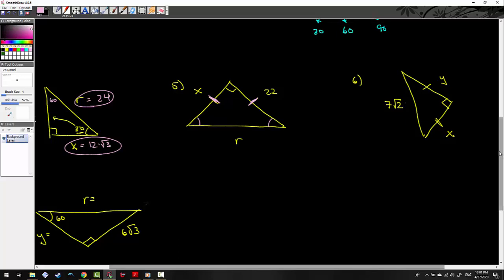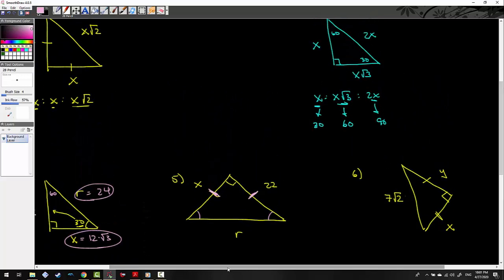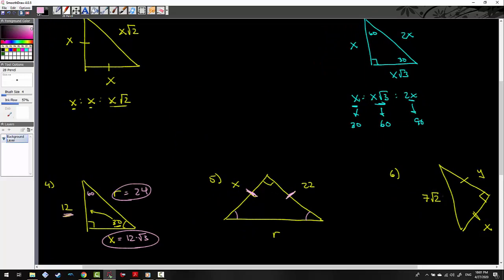Well, how does that help? Go back to the diagram up top. Well, remember, the side ratios in a 45, 45, 90 are X, X, and X rad 2. So if this side here is 22 units long, this X has no choice. It's got to be 22. And that makes R 22 times the square root of 2.